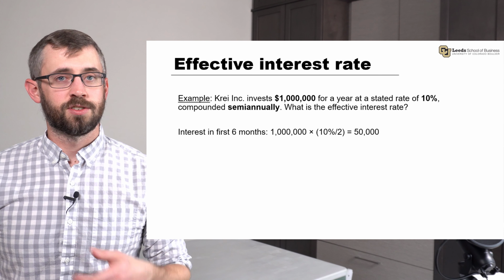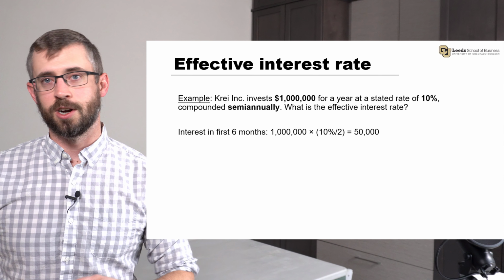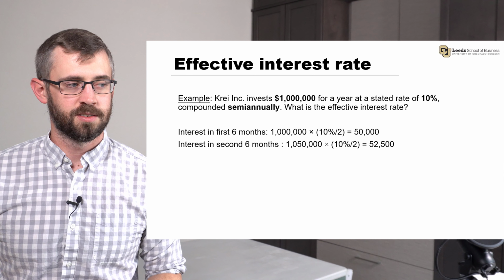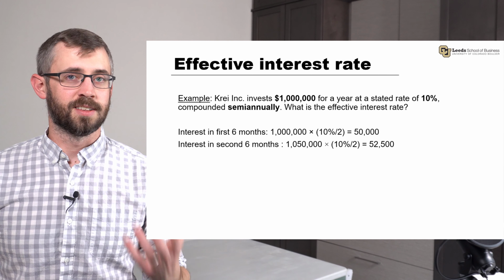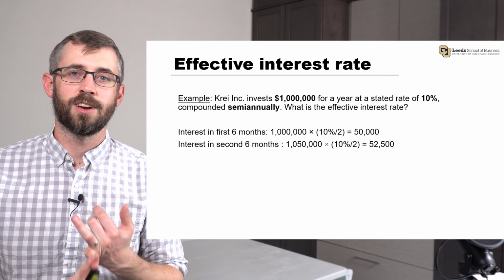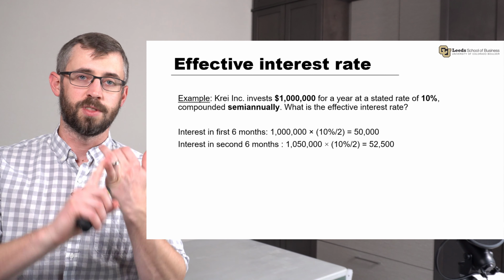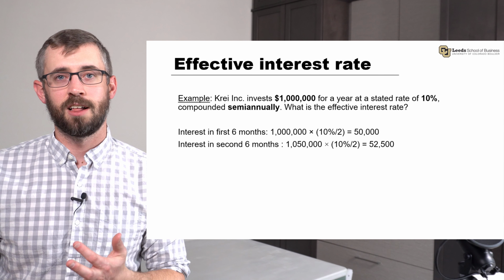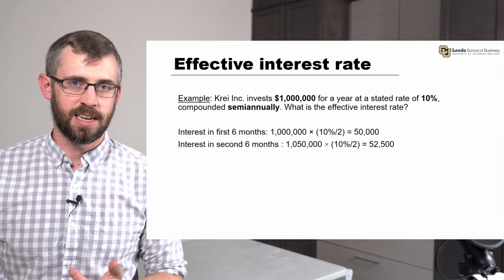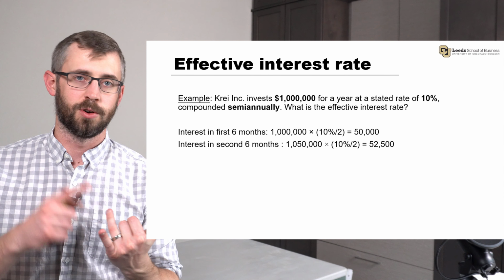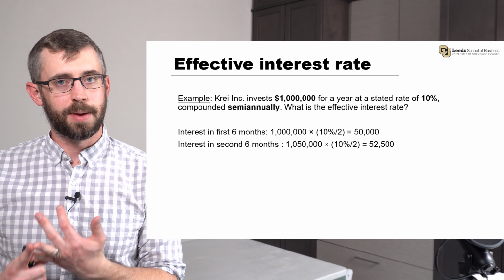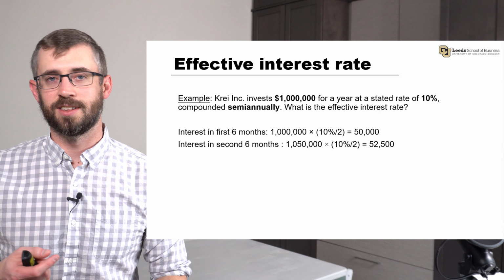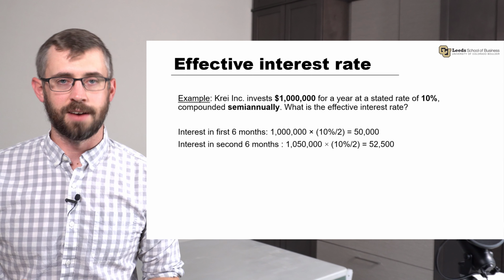Well, they're going to earn interest on the first 6 months, right? So they're going to earn 5% on that $1 million over the first 6 months. And then they're going to earn interest on the second 6 months. But the interest they earn on the second 6 months will include both the $1 million of principal and the $50,000 of interest that they haven't yet received. So this is where they're going to earn interest on both the principal and the unpaid interest, and that's the compounding piece. So for the second 6 months, they're going to earn $52,500 in interest.